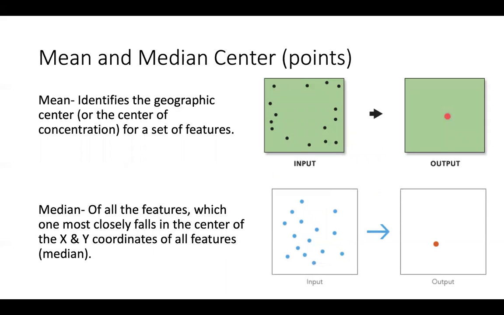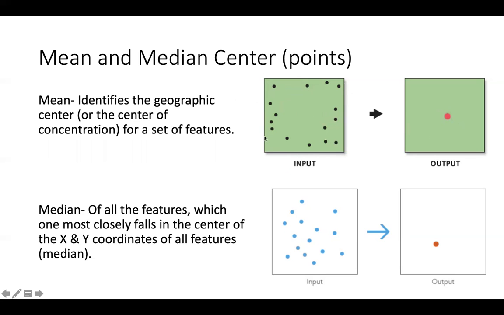If we want to find other ways of finding center, we can do things like find the mean or median center of points. This identifies the center of all the set of features. In the mean example, this just finds the center regardless of whether there's any points in that spot. In the image, we can see there's no points in that middle area. But this is the mean of all of those black points.